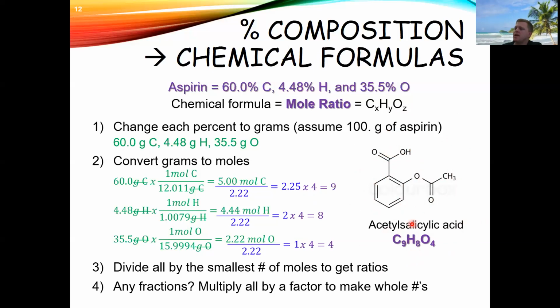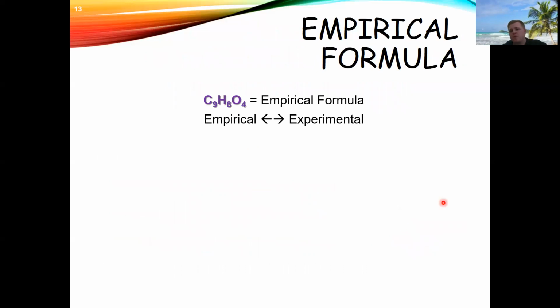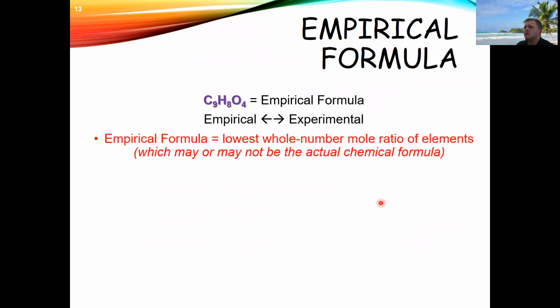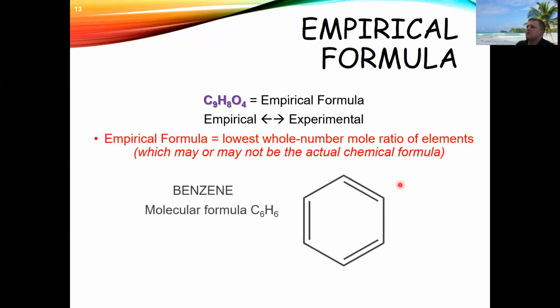But I'll point out that the formula you get is not actually the molecular formula. This formula we got from our combustion reaction is known as our empirical formula. So in that last case for aspirin, the empirical formula turned out to be the molecular formula, but that's not always going to be the case. And actually in most molecules, it's not going to be the case. So the empirical formula is the lowest whole number ratio of elements, which is not always the molecular formula.